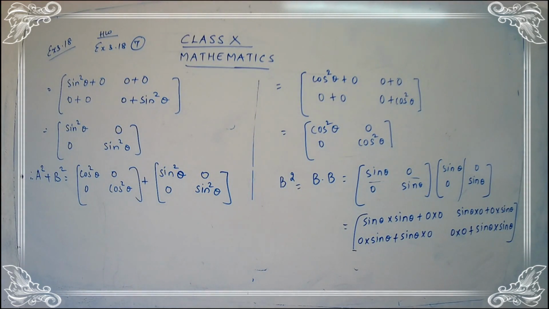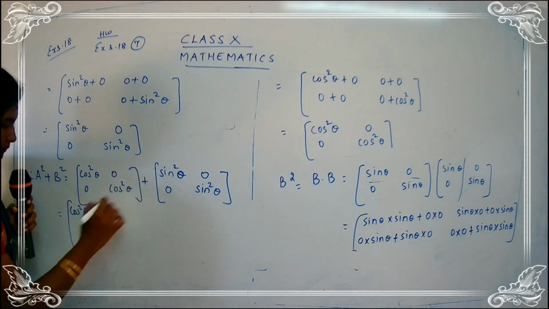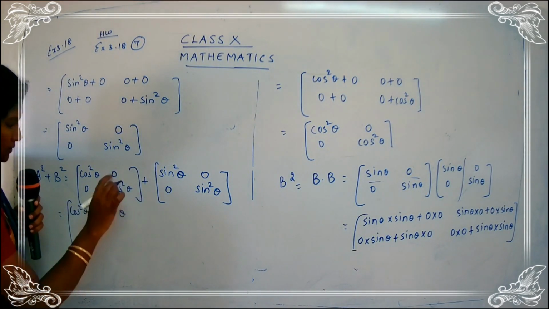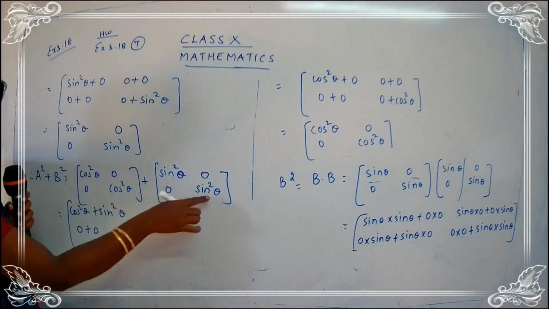Cos square theta, 0, 0, cos square theta plus sin square theta, 0, 0, sin square theta. So now what are we going to do here? We are just going to add them together. Let's see how to add them. You know the procedure for adding, children: take the corresponding elements. So we get cos square theta plus sin square theta, 0 plus 0, 0 plus 0, cos square theta plus sin square theta.